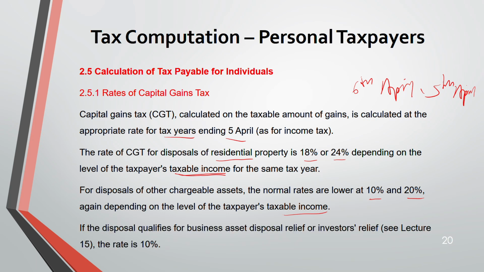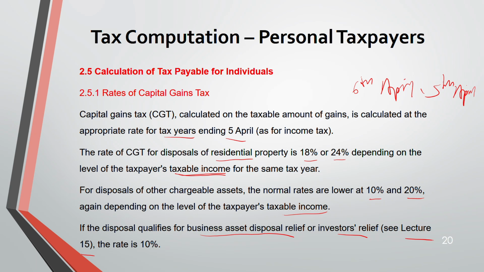And when you're disposing, if a disposal qualifies for business asset disposal relief, that means that asset is a business asset. So you might get a relief known as BADR, business asset disposal relief, or investors' relief. These reliefs we'll cover in lecture 15, the last lecture I told you under capital gains tax. The last lecture will consider all the reliefs available for CGT. There are so many reliefs, in fact.